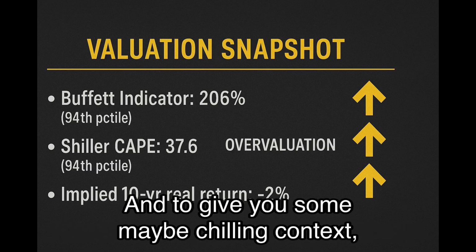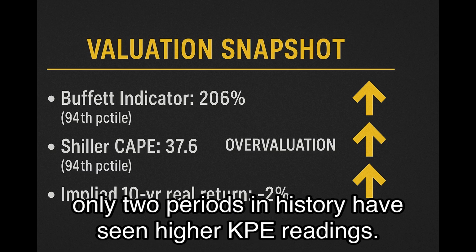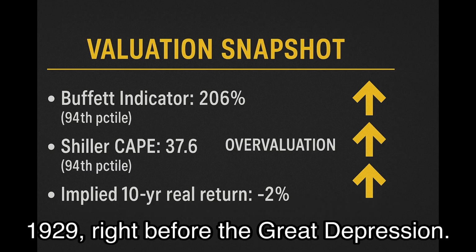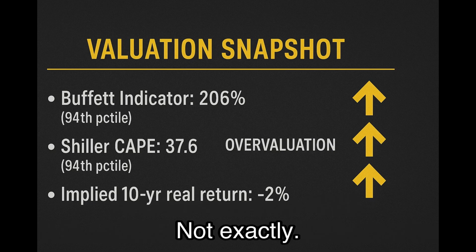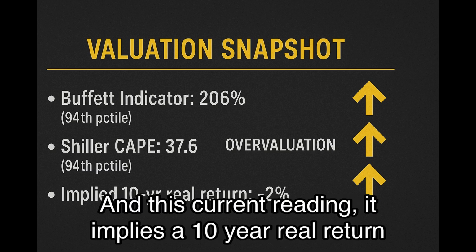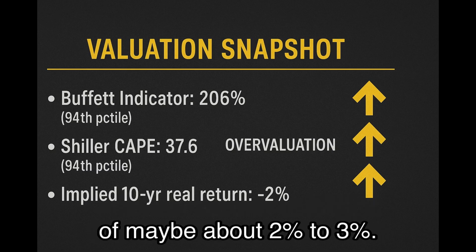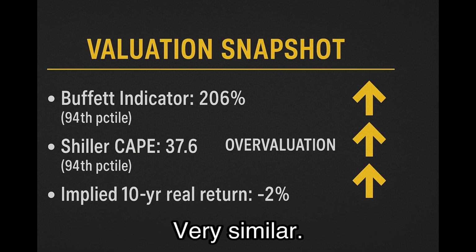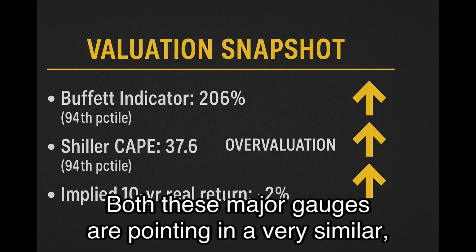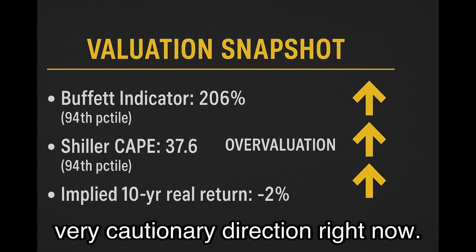And to give you some maybe chilling context, only two periods in history have seen higher CAPE readings. Which were? 1929, right before the Great Depression. Oh, boy. And the infamous 1998 to 2001 dot-com bubble. Not exactly comforting comparisons. Not at all. And this current reading implies a 10-year real return of maybe about 2% to 3%. So again, very low single digits. Very similar. Both these major gauges are pointing in a very similar, very cautionary direction right now.